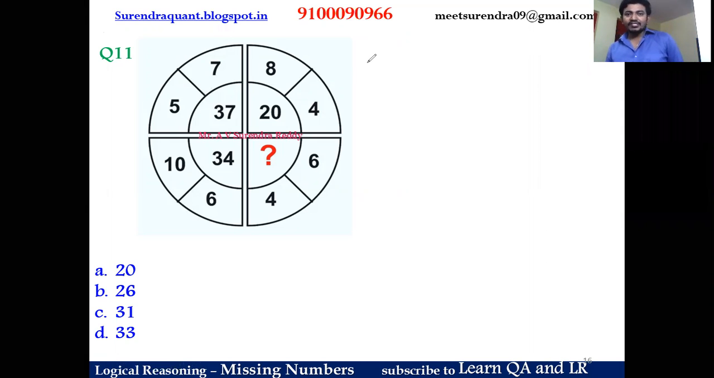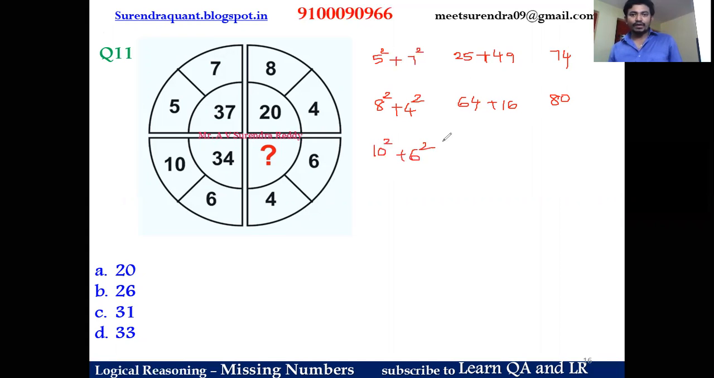So friends, if I take 5 square and 7 square, that is 25 and 49, the sum is 74, right? So I'm taking the sum of squares of numbers in the semi-segment. Okay, let us try another observation. 8 square plus 4 square: 8 square is 64, 4 square is 16, and the sum is 80. Here, 10 square plus 6 square, so 100 plus 36, and that is 136.